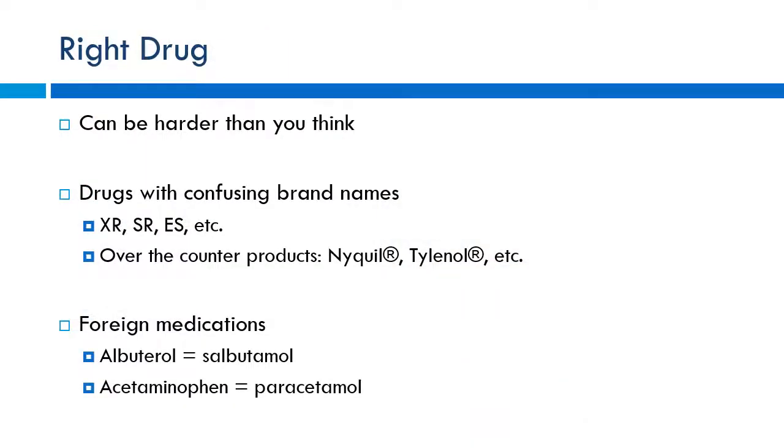So it can definitely be harder than you think, especially when you have drugs with confusing brand names. You may see things like, here's an XR formulation, here's an SR formulation, here's an ES formulation. They all have different meanings. They can vary between different drugs. And so XR may mean extended release versus sustained release.